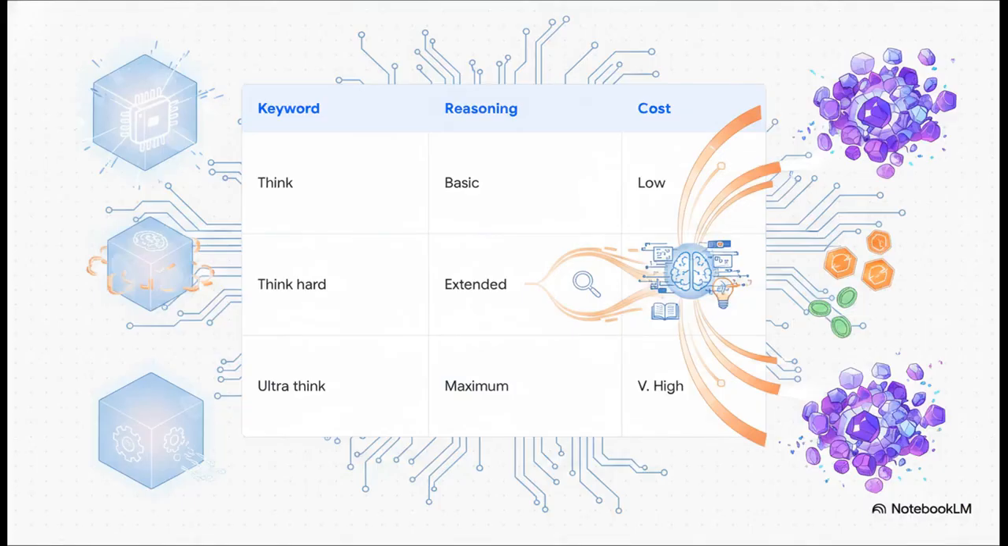So how do you actually trigger it? Well, you literally just type these keywords directly into your prompt. Just typing "think" gives you basic reasoning. Telling the AI to "think hard" or "think harder" pushes it into an extended reasoning mode. And if you're tackling an incredibly difficult engineering problem and you need maximum brain power, you can explicitly type "ultra-think".